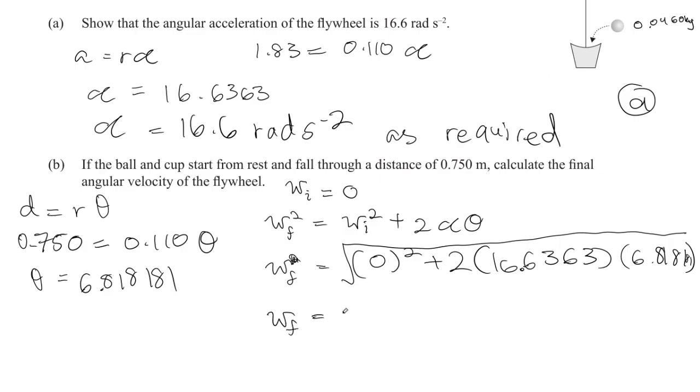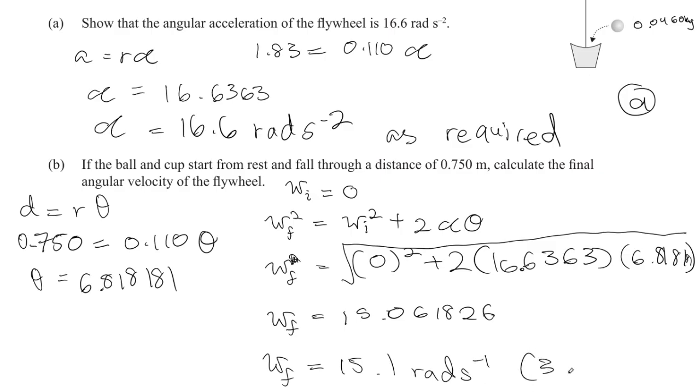So the final angular velocity equals 15.061826. And we're familiar with rounding rules. None of these were to 3 significant figures, but we know to round to 3 significant figures because of this here being 3 significant figures. So I'm going to round it to 3 significant figures and get 15.1 radians per second. And you can write 3 significant figures if you want to, but honestly, it doesn't really matter.